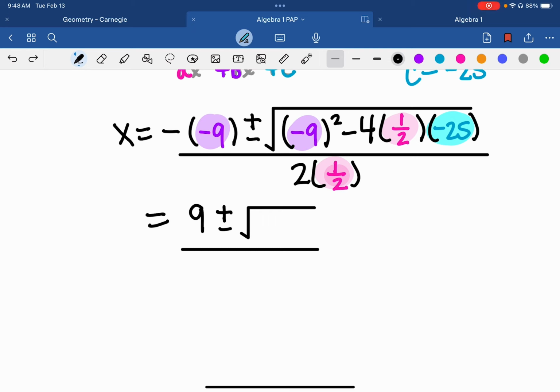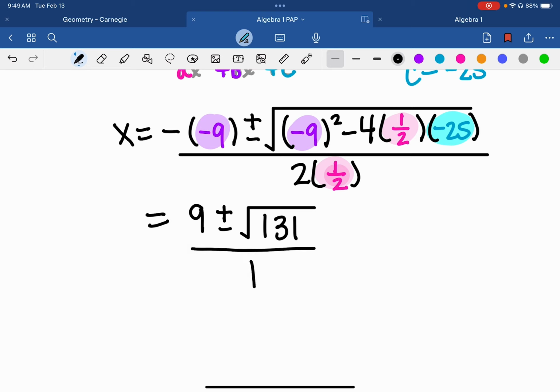All right, hold on 1 second here. 4 times 0.5 times 25. 81 minus 50. Oh, no, yes, I do get 131. Sorry, I do get 131. It's 81 plus 50. Yes, I do get 131. Sorry about that. Because 2 times 1/2 on the bottom is 1. Since 2 times 1/2 is 1, I can come back and erase this. Okay, that's what was confusing me.